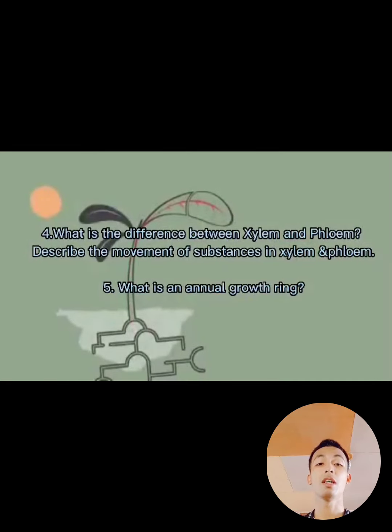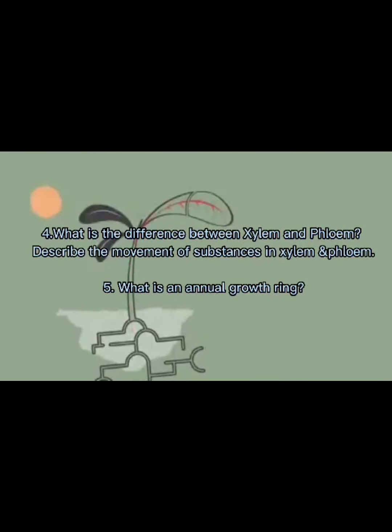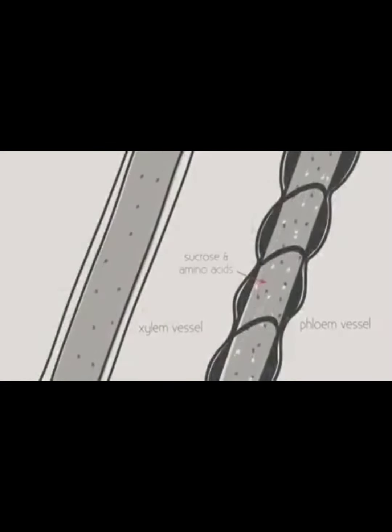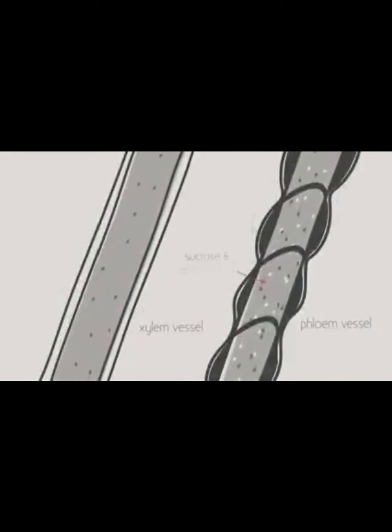5. What is the difference between xylem and phloem? Describe the movements of substances in xylem and phloem. Xylem is the tissue responsible for supporting the plants, as well as the storage and long-distance transport of water and nutrients, including the transfer of water-soluble growth factors from the organs of synthesis to the target organs.